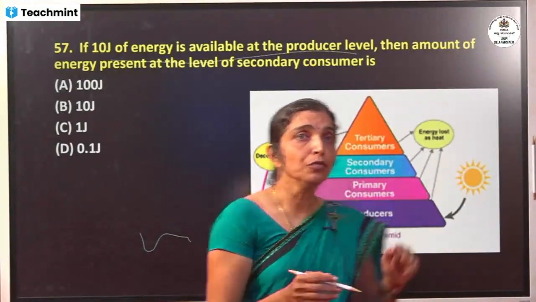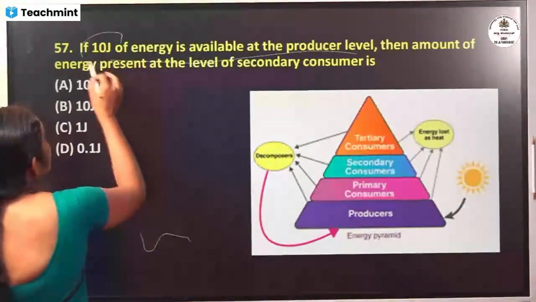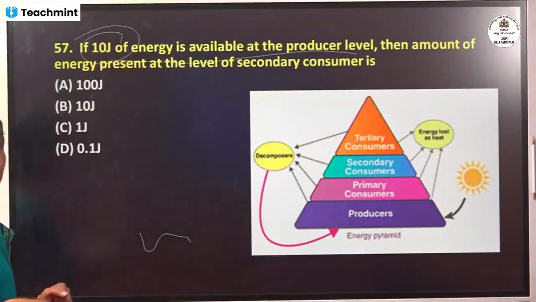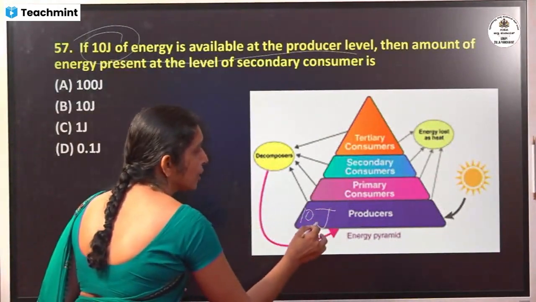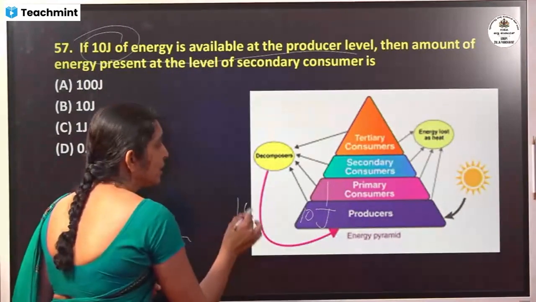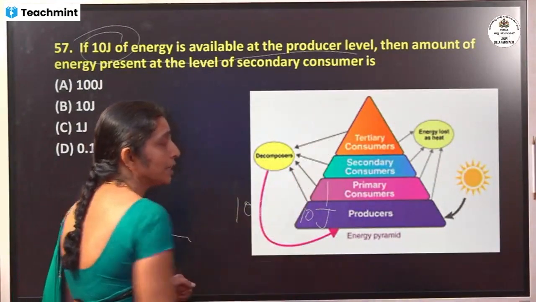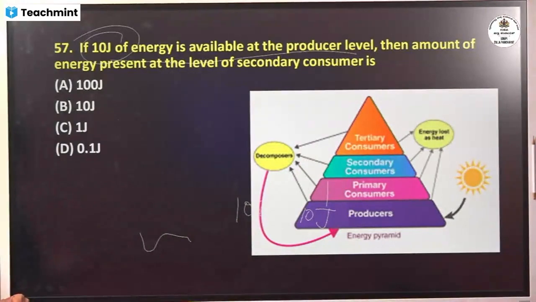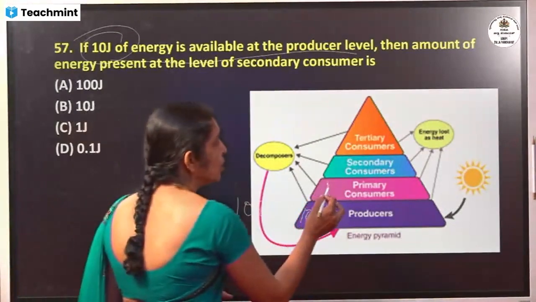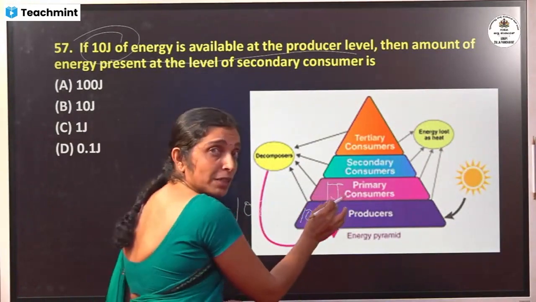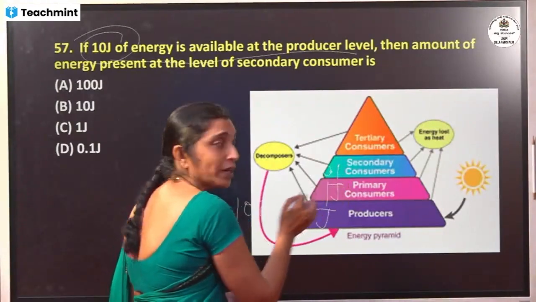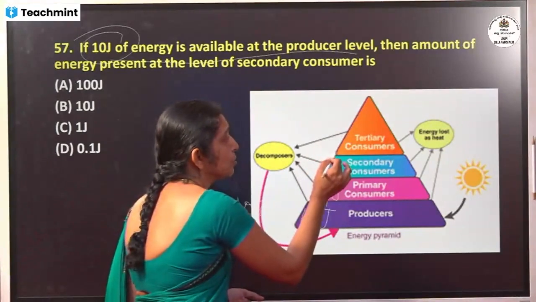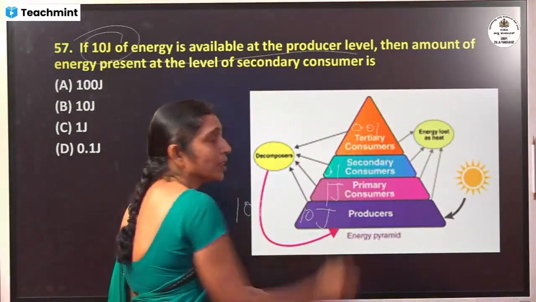Here we are saying that 10 joules of energy was available at the producer level. As it moves up, only 10% is carried on to the next one. So when it goes to the primary consumer, it is only 1 joule. From the primary consumer to the secondary consumer, it is 0.1. And from there to the tertiary, it is going to be 0.01 joules.